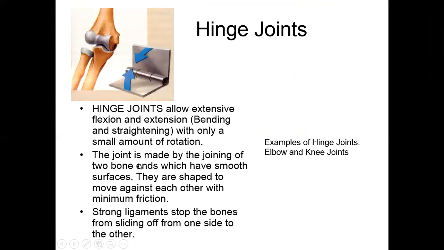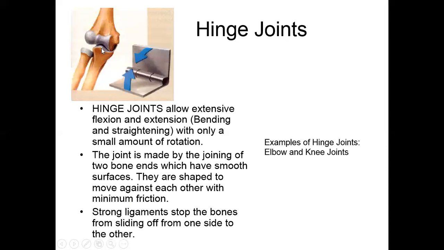This joint is made by the joining of two bone ends which have smooth surfaces. They are shaped to fit against each other with minimum friction. In such joints, there is a cushion in between them that will not allow them to slide over one another, so that it doesn't cause pain for the person when the movement is taking place.